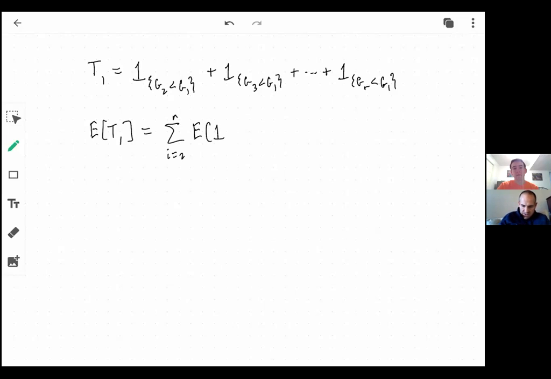of the indicator of the event G2 less than G1. Which is going to be the sum, i going from 2 to R. What is the expected value of an indicator variable? Isn't it just the probability of that event? Yeah. So it's going to be the sum of the probability, or actually this shouldn't be a 2 right here. What should this be? An i. It should be the probability that Gi is less than G1, and that's way easier to compute.